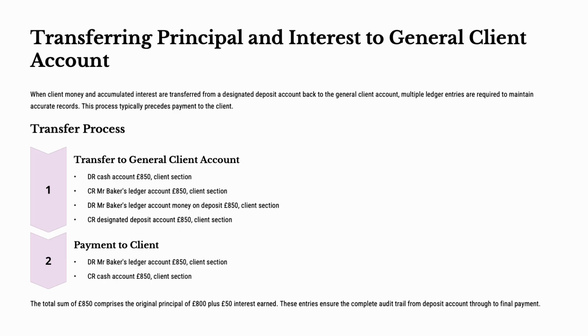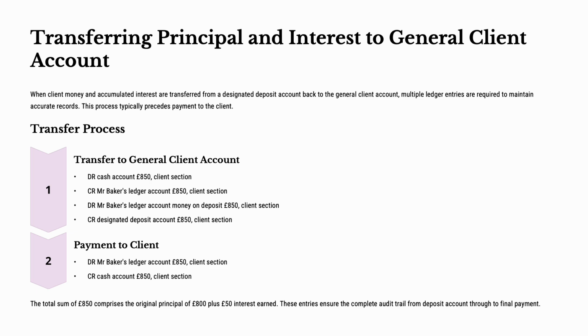Now when the solicitor pays Mr. Baker, the money is going back to him. First it moved to the general client account, and then it moved to Mr. Baker. At that point, you need to make the final entries. Debit Mr. Baker's ledger account 850, 800 plus 50 interest, all of it in client section. And another entry is credit cash account 850 in client section. In this way, you complete the transaction.